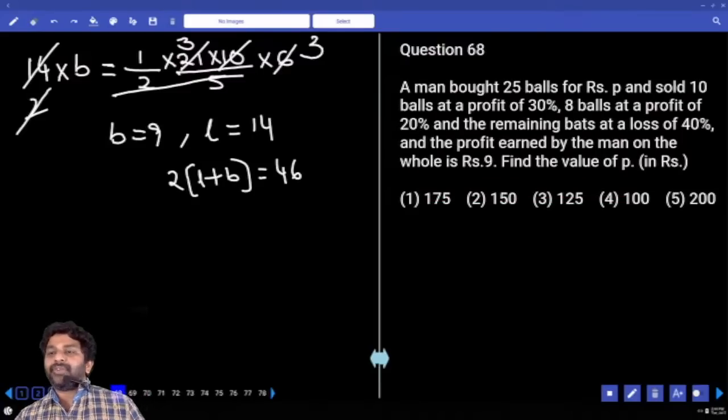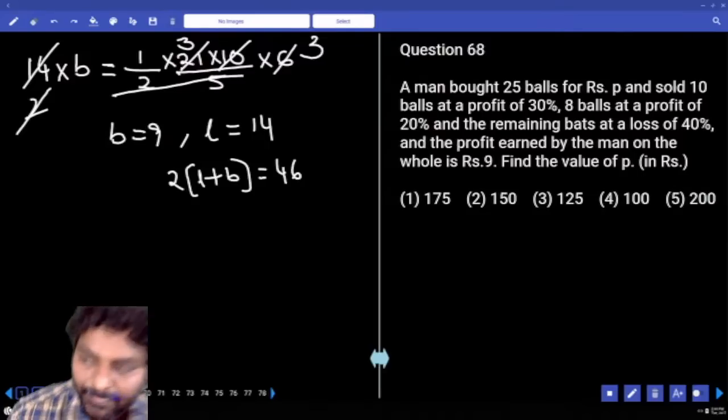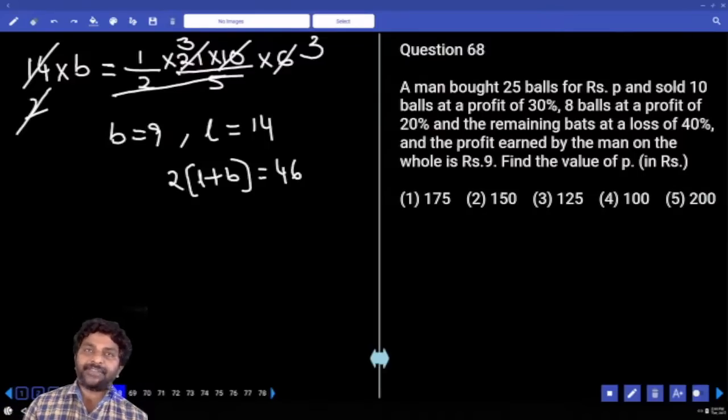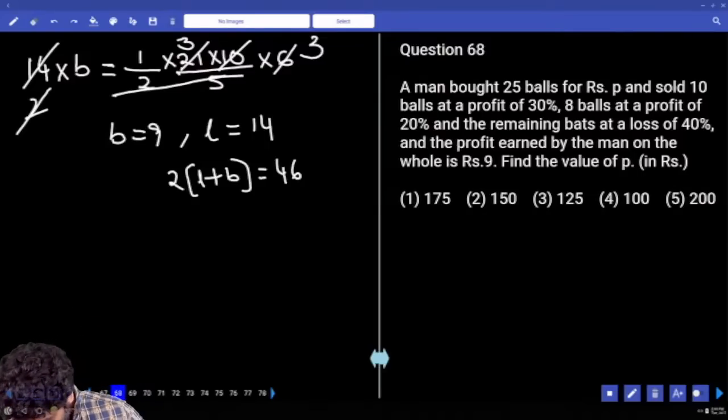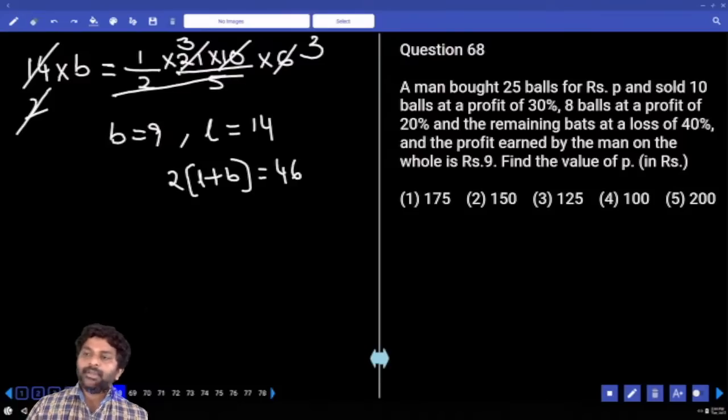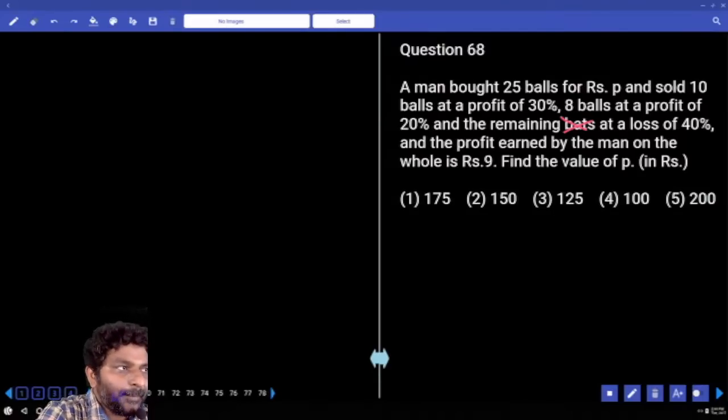Next, a man bought 25 balls for P rupees and sold 10 balls at a profit of 30%, 8 balls at a profit of 20%, and the remaining balls at a loss of 40%. And the profit earned by the man on the whole is 9 rupees. Find the value of P.